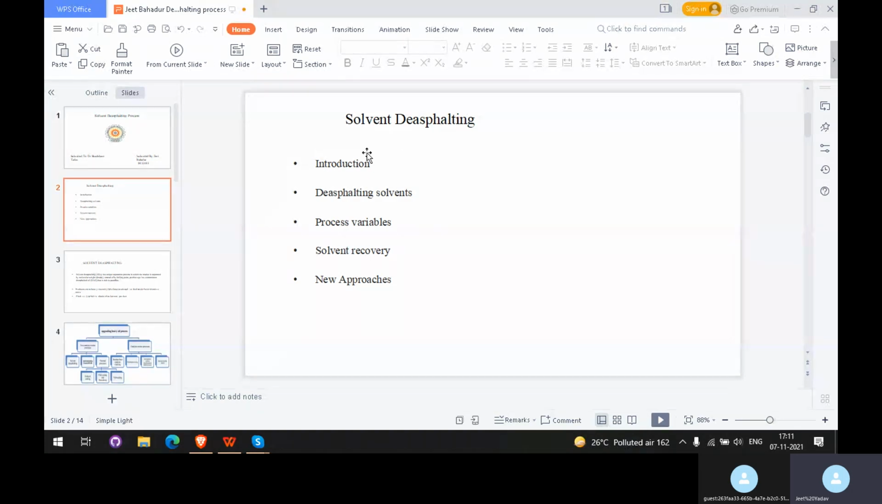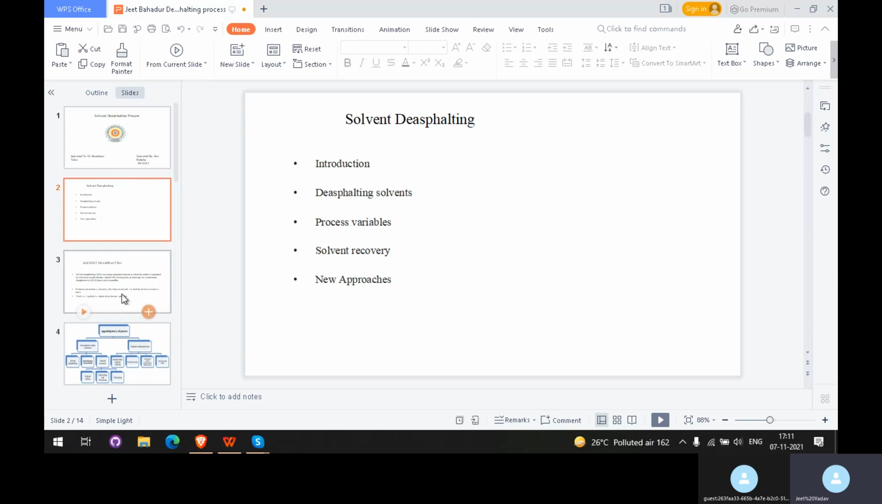So moving forward, these are the contents which we are talking about in the further slides for the solvent deasphalting processes. Like the introduction part, in which we will talk about what is asphalting, what is the solvent deasphalting process and how it happened. Second, we will talk about the deasphalting solvents. Third, we will talk about the process variables which are required for the solvent deasphalting process. Further, we will talk about the solvent recovery, and at the end, we will discuss new approaches which will be used in the solvent deasphalting processes in industry.